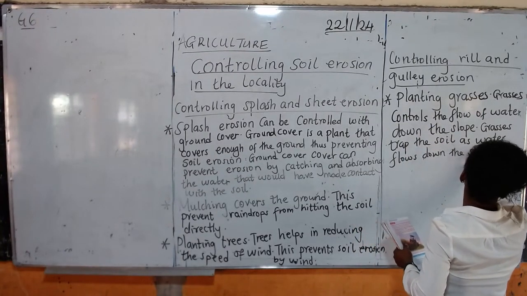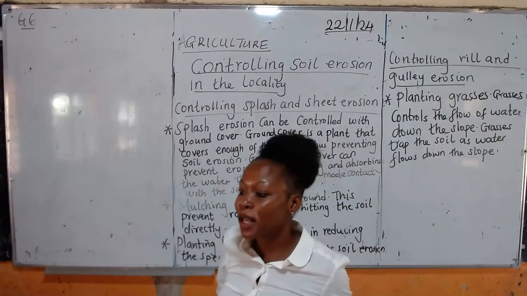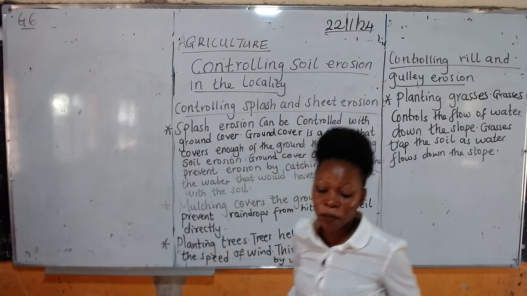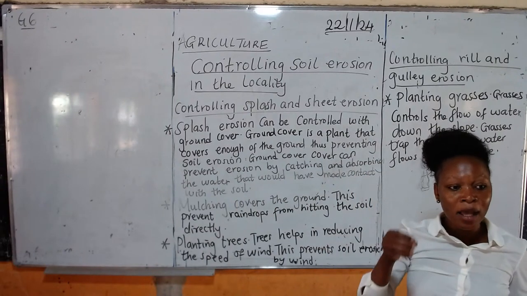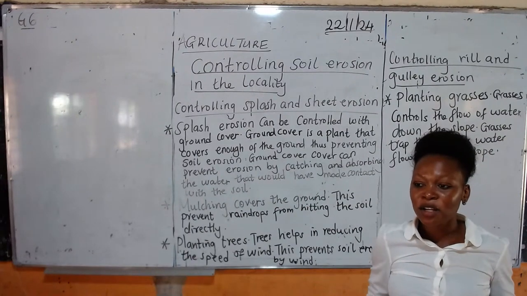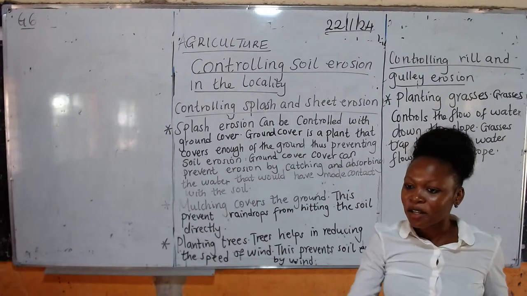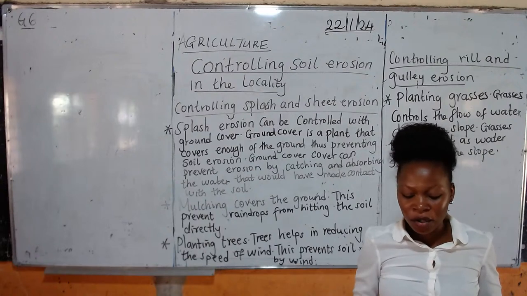So, suppose we have small channels that have started to develop, then we can decide to plant grasses, okay? Remember, we say that the grass controls the flow of water down the slope. So, the moment we plant the grasses, then we can reduce the flow of water, and that can stop the small channels from developing further, okay?